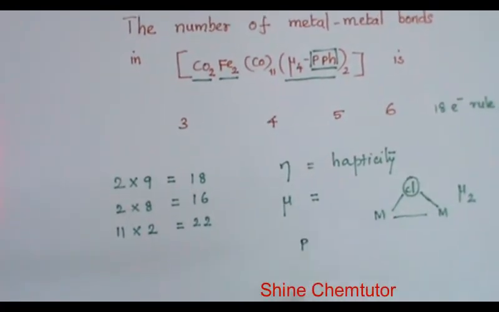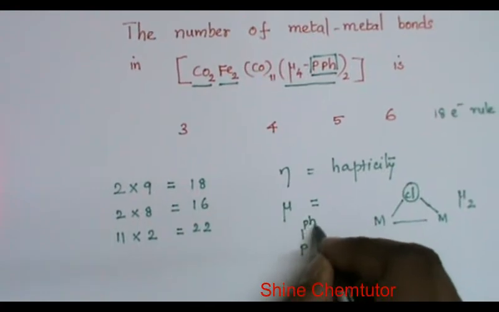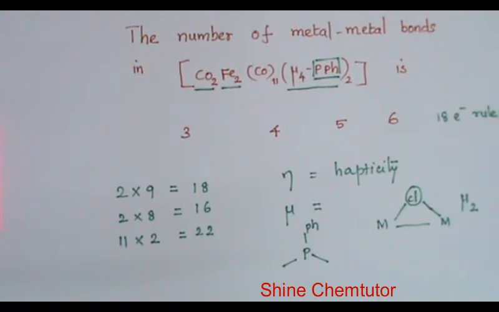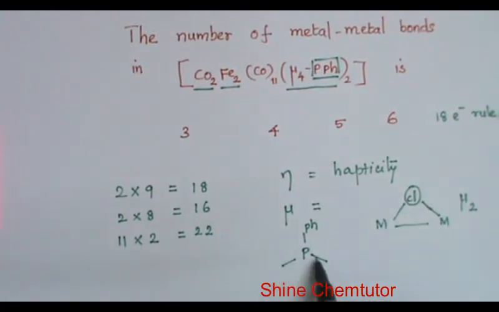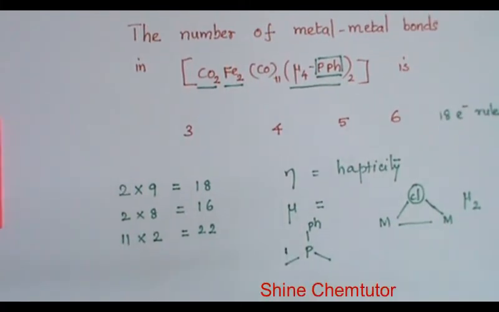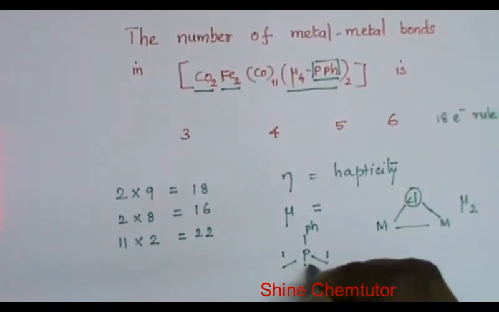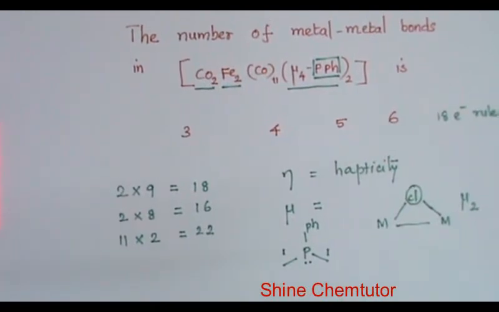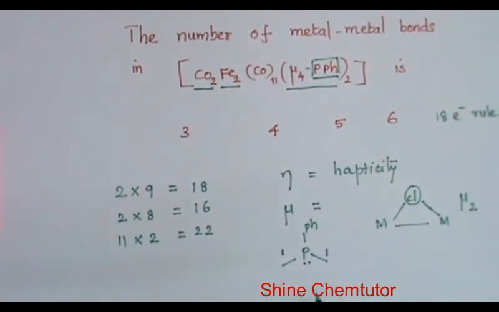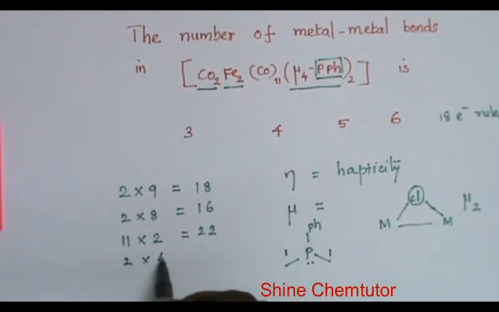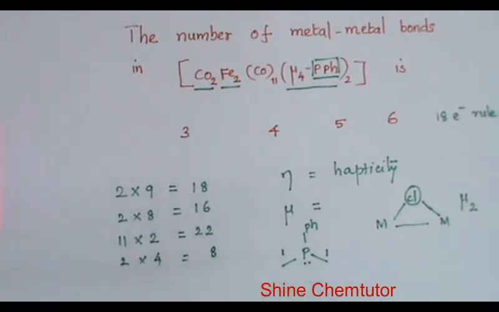Here, phosphorus has 1 phenyl, and then there are anions. So these 2 anions have formed bonds with the metal. If it is an anionic ligand, then you have to consider one for this and another one for this. In addition to that, we have a lone pair. So in total it gives 4 electrons. There are 2 such ligands, so what we get is 8 electrons.